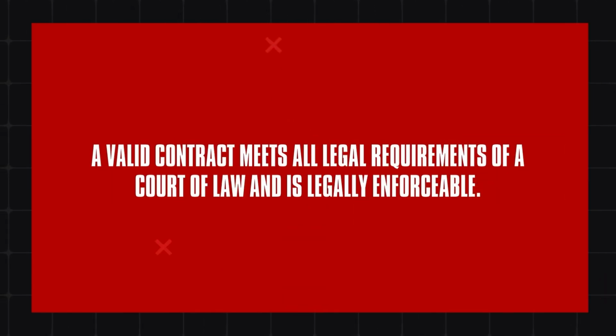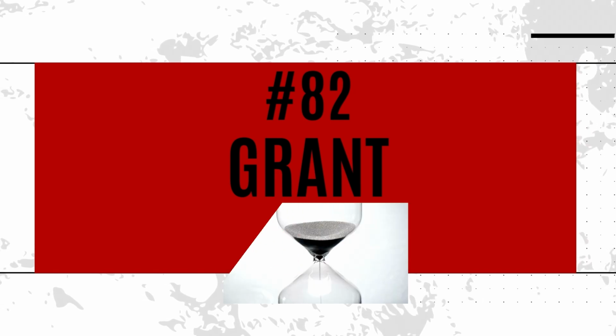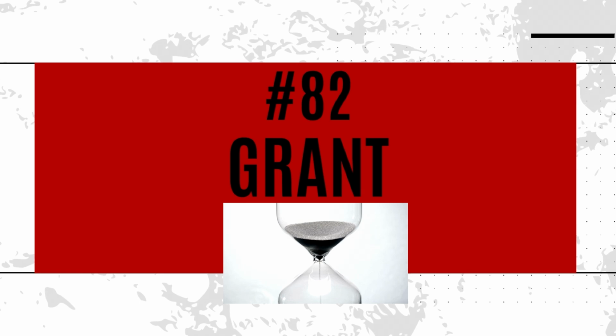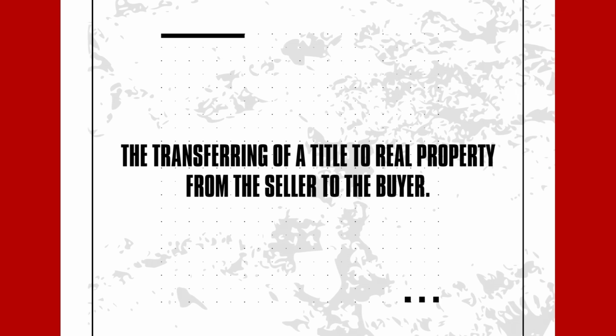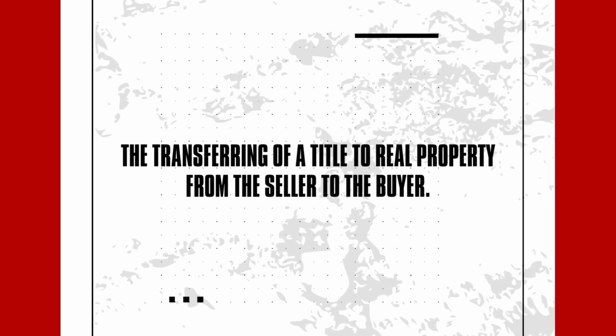A valid contract is a legally binding agreement that fulfills all court-defined criteria, ensuring enforceability under the law. Next term: grant. Think you know it? Let's see. The legal transfer of real property ownership from the seller to the buyer via a title exchange. Speaking of a grant, next up is grantee.